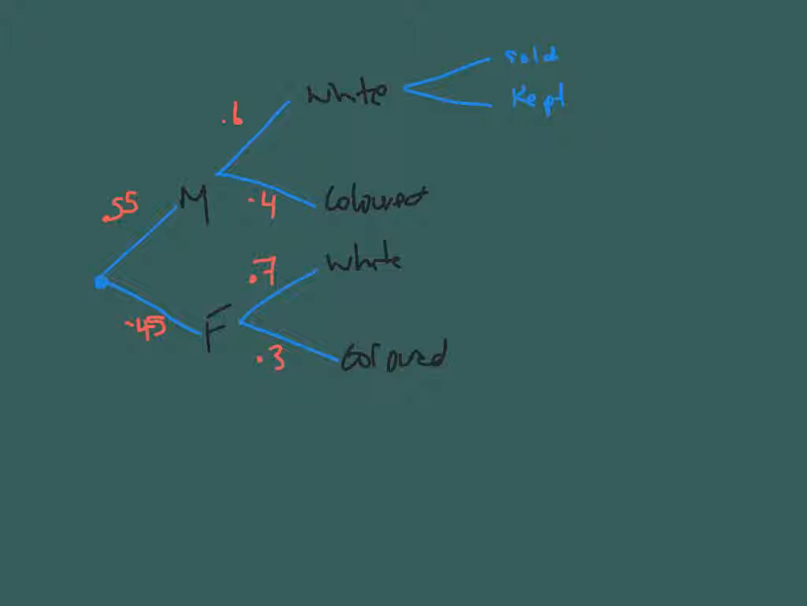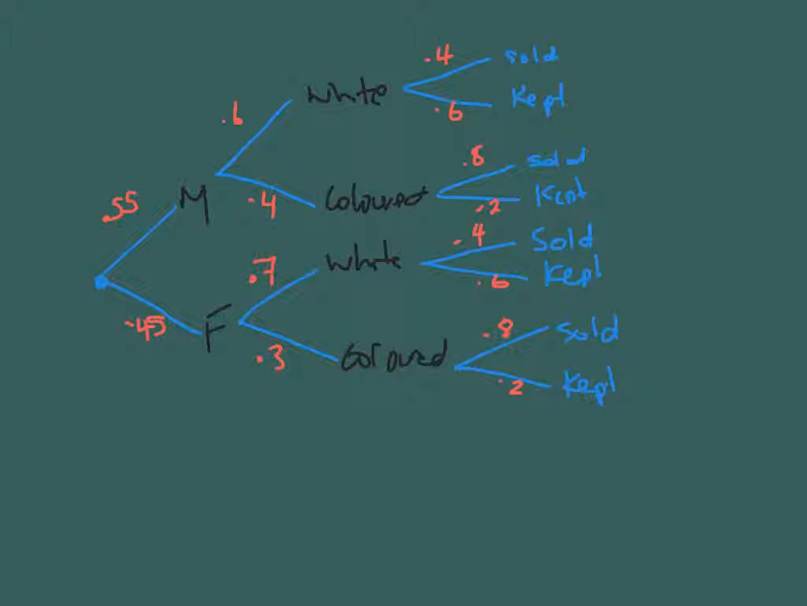Okay, so we keep doing this for all of the branches. So I've completed the tree diagram here, and we can see that we were told that 60% were kept for white and 20% were kept for coloured.